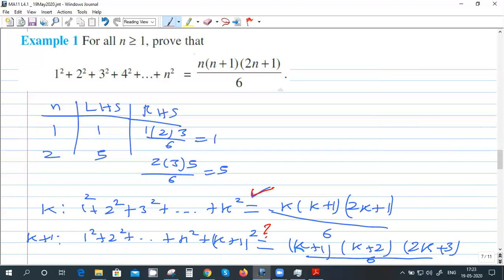Sir, how will you do that? Daksh, are you getting the idea? I don't know how to do it, sir. Yeah, just try it. For this part, use this result because I'm assuming this is true, no? And then simplify it, you should get the right hand side.